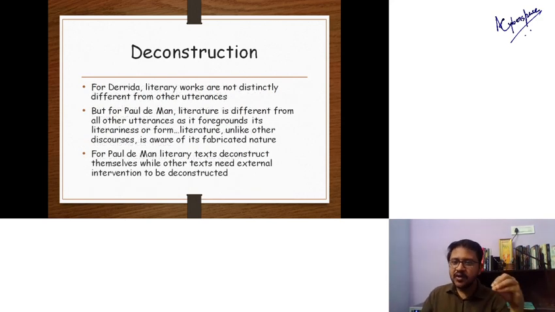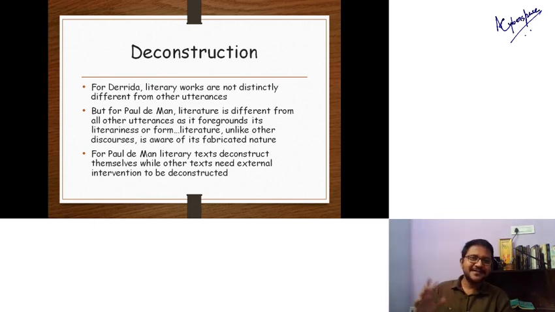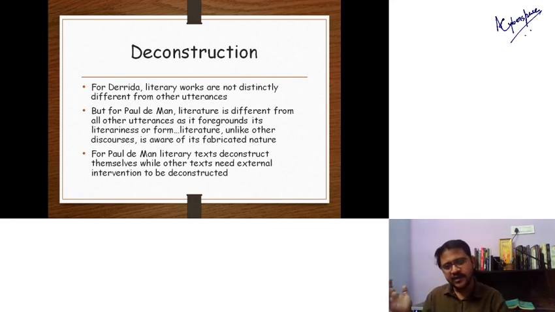So for Derrida, literary works are not distinctly different from other utterances. But for Paul de Man, one of the Yale School of Critics, literature is different from all other utterances as it foregrounds its literariness or form. Now here, Paul de Man is probably trying to bridge the gap between deconstruction and the formalists, because literariness and form have already been highlighted by the formalists. And literature, unlike other discourses, is aware of its fabricated nature. So the text deconstructs itself, right? For Paul de Man, literary texts deconstruct themselves, while other texts need external intervention to be deconstructed. So this is the difference between Paul de Man and Jacques Derrida.